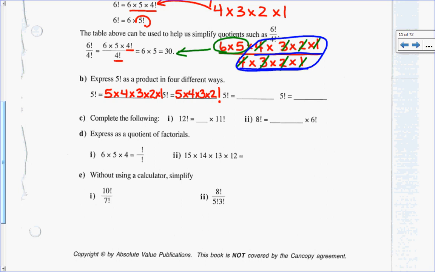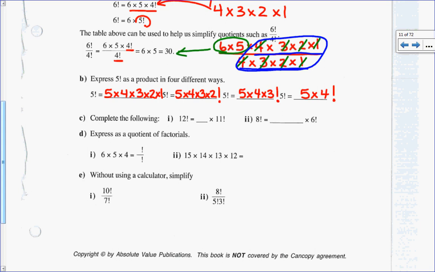Okay, this one, this time I'll stop at 3. So 5 times 4 times 3 factorial, which means times 2 times 1, right? And the last one, I'm going to stop at 4 this time. 5 times 4 factorial, which really means times 3 times 2 times 1.